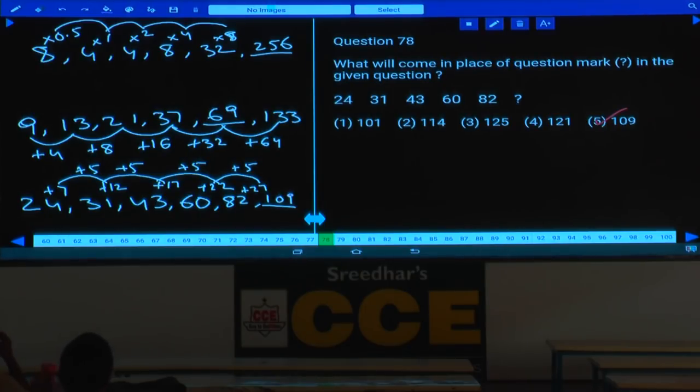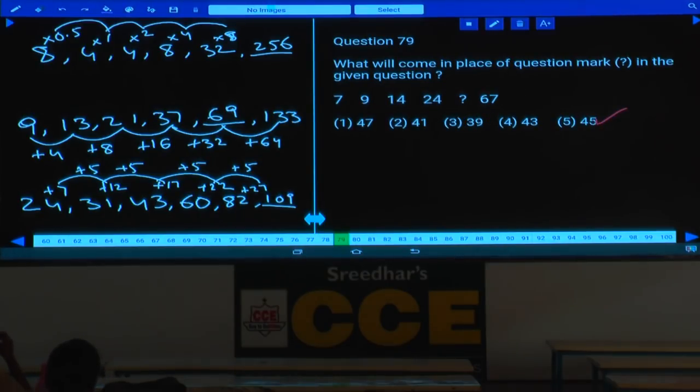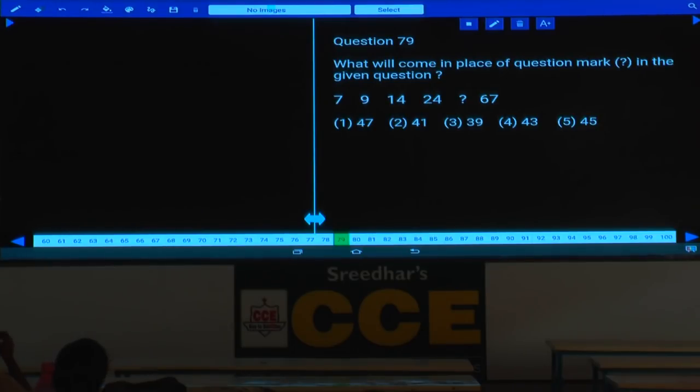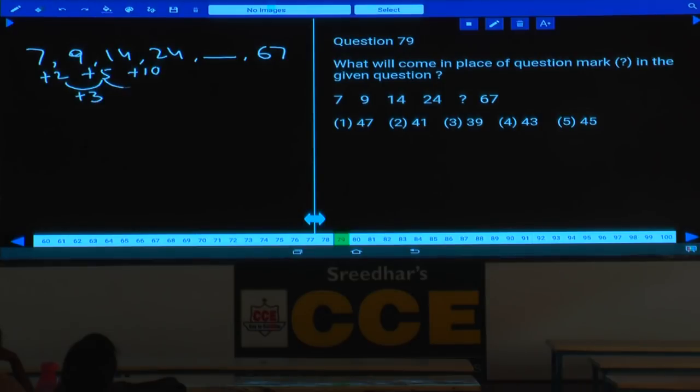Then 79. Question number 79, tell me the answer here: 7, 9, 14, 24, blank, 67. Again the numbers are increasing at a very small rate, hence we should go for the difference. 7 and 9, the difference is 2. 9 and 14, the difference is 5, and 14 and 24, the difference is 10. Then the difference between 2 and 5 is 3, and 5 and 10 is 5, so 3, 5, next one is plus 7. 10 plus 7 is 17. 24 plus 17 is 41.